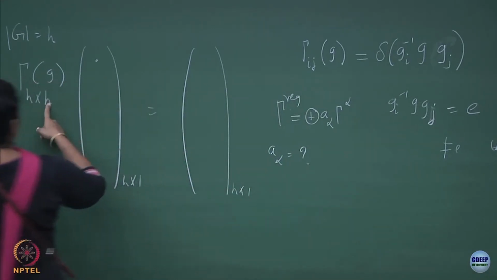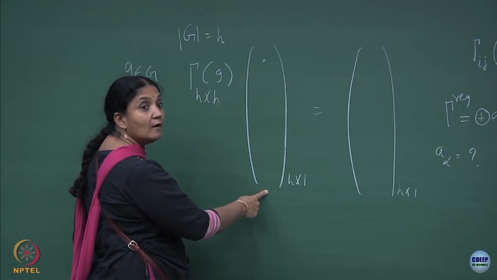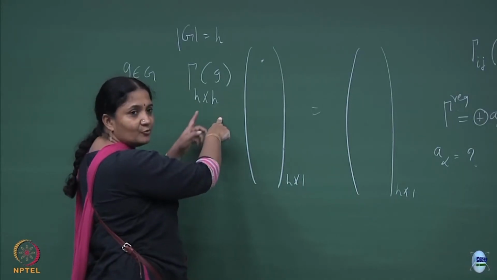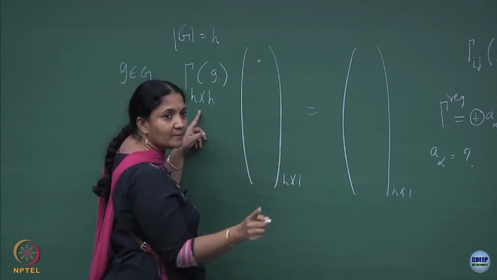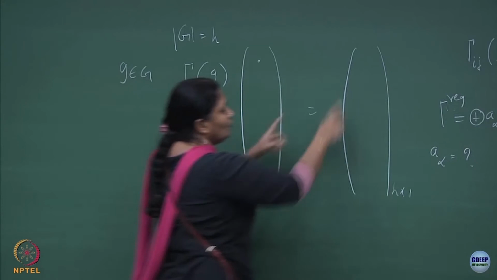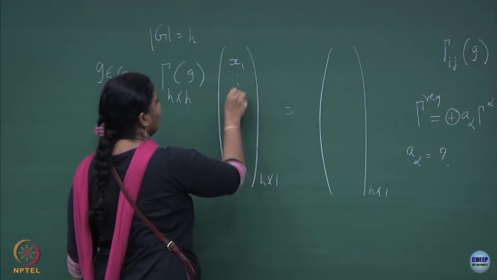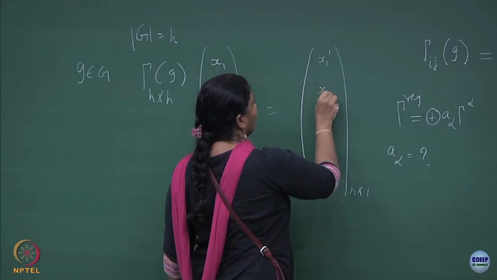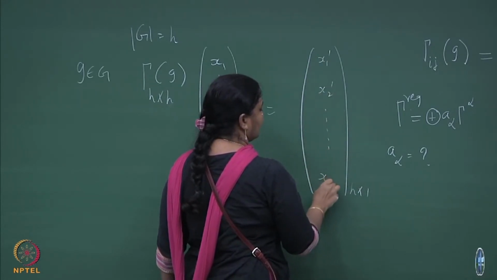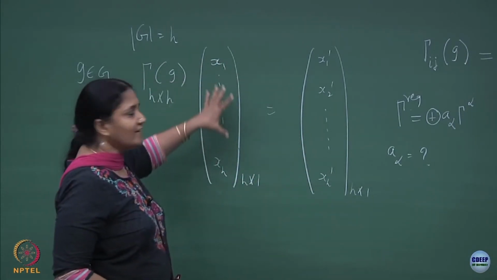So this is a matrix. The matrix will multiply with a column vector. For every matrix representation, linear algebra tells you that it can act on a vector space which is h dimensional. That is all I am trying to say. So, this will give you a new column vector. Technically you could have written it as x1 up to xh, going to x1 prime, x2 prime and xh prime.